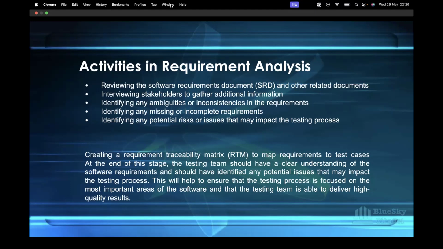You identify any potential risks. You have to think ahead about any issues that may also impact the testing process. You identify the testing objectives as well as the priorities. You review and analyze the software requirements, and create a traceability matrix to map the requirements to test cases, which at the end of the stage will also help you acquire full test coverage. The testing team should have a clear understanding of the software requirements and should have identified any potential issues that may impact the testing process. Next slide, please.